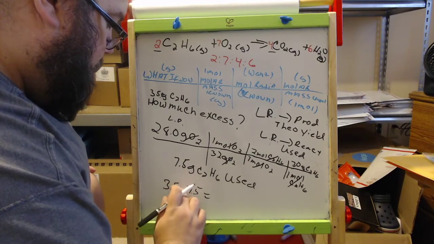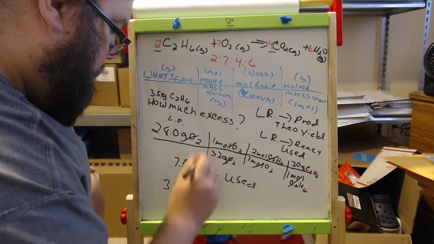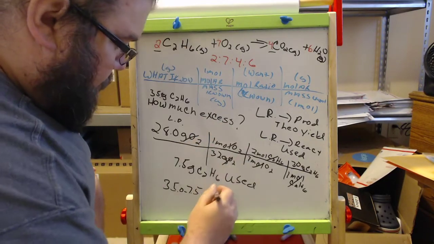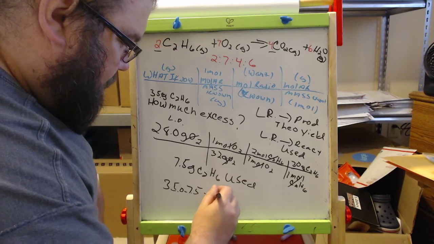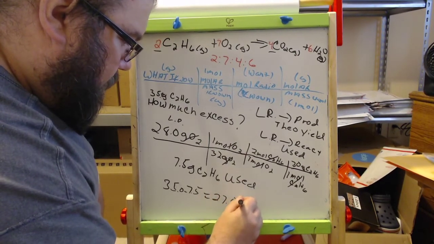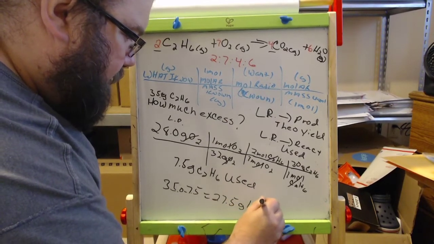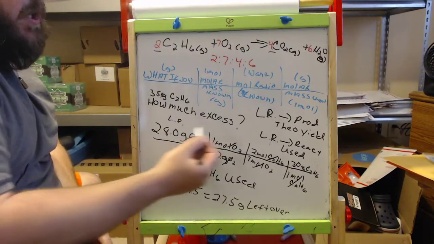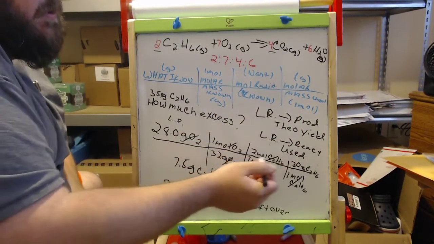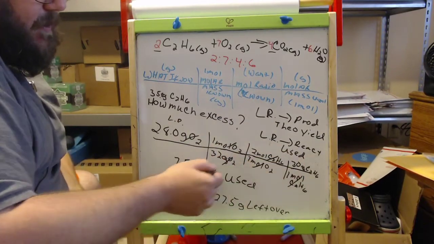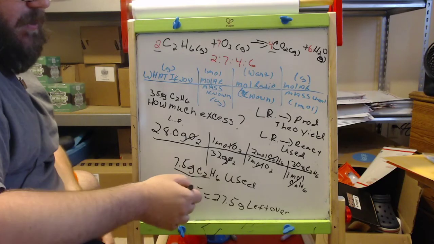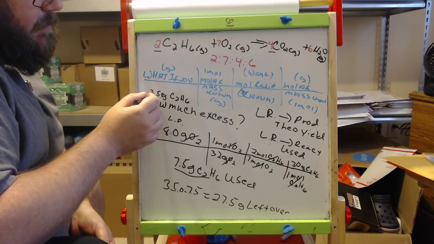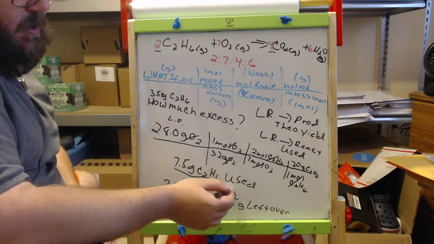And what do we get? Wow, my brain just froze there. 8 would be 27, so 27.5 grams left over or excess. Okay, so what you do is you take your limiting reagent. If I convert it to a product, I'm finding the theoretical yield. If I convert it to the other reactant, I'm figuring out how much was used. And to figure out how much was left over, excess, take the 35, what you started with, minus what you used, and this tells you how much is left over.